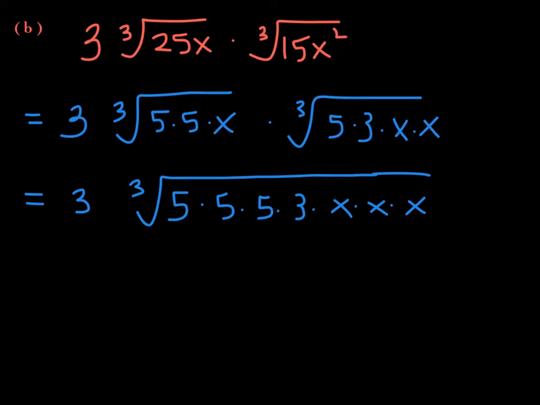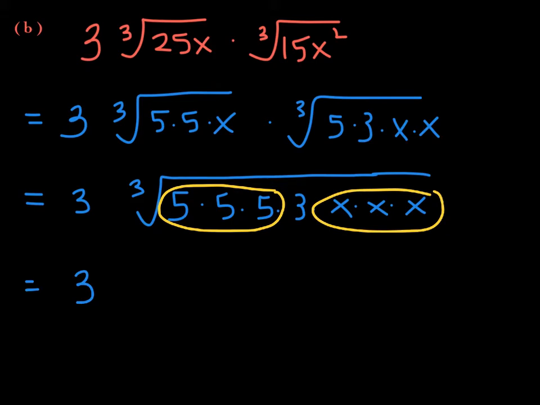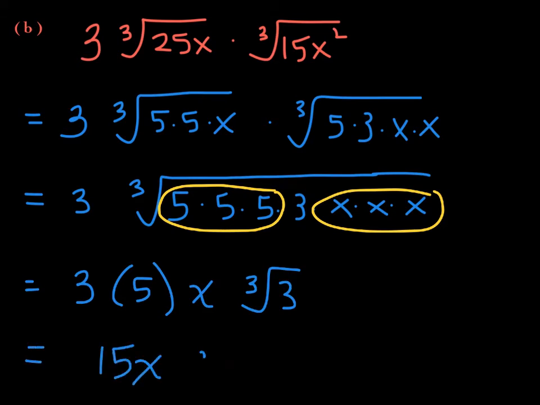So really this is 3 times, now let's not forget, your index is 3, so you want to group these 3 5s together and these 3 x's together. So really, there's a 5 that's on the outside of the radical. There's also an x on the outside of the radical. And the only thing that remains is the cube root of 3. So your final answer is just 15x times the cube root of 3.